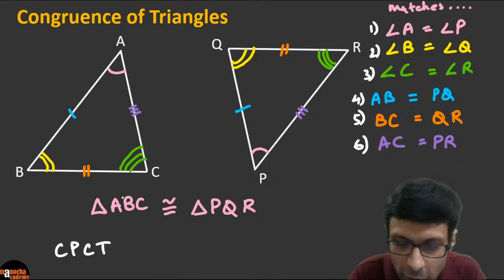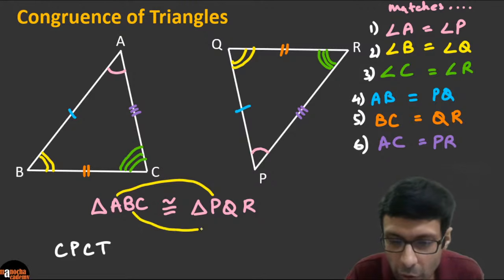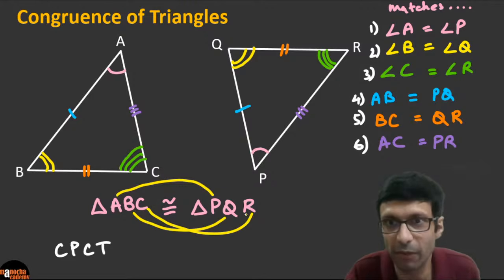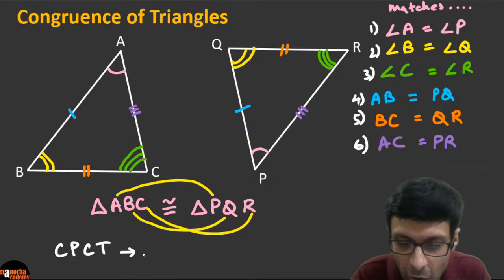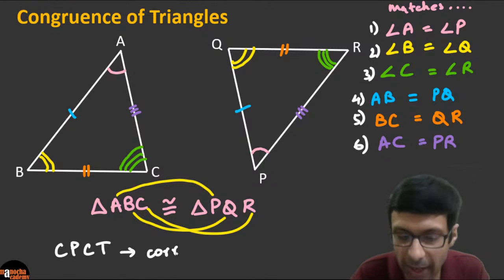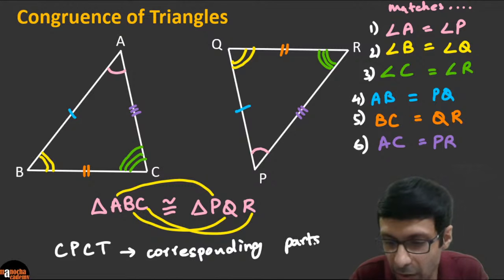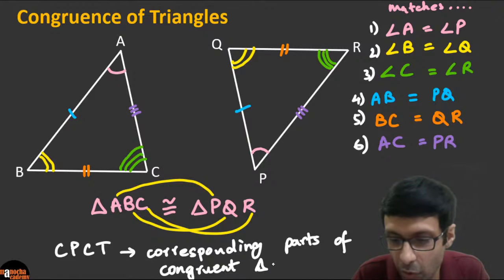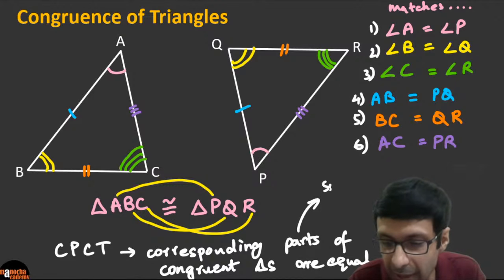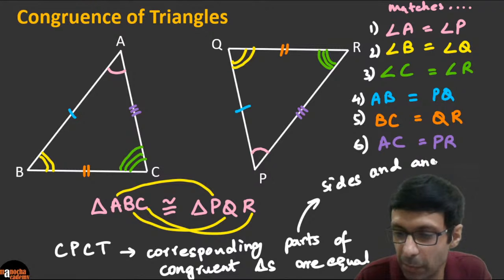Guys, do you get that? A corresponds to P, B corresponds to Q and C corresponds to R. That's why we write it in that same order. And these 6 things that are matching, we call it CPCT, corresponding parts. The angles or sides are called parts. So corresponding parts of congruent triangles are equal. And what is the meaning of parts? The parts are the sides and the angles. Does this make sense to everybody?